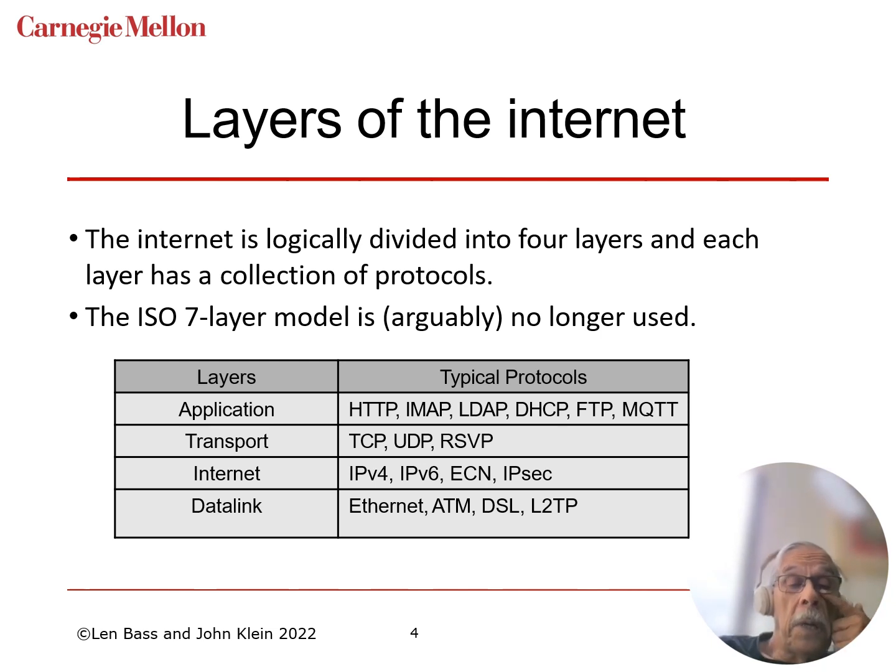There are transport protocols. TCP is the most common. UDP gets used if you want to broadcast something. There are internet level protocols, two different versions of IP, which we'll talk about, and a couple others. And there are data link, so physical transport. There's Ethernet, there's ATM, DSL, and those are for actually moving the bits.